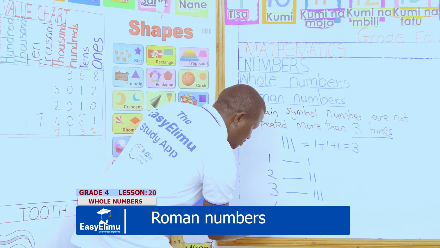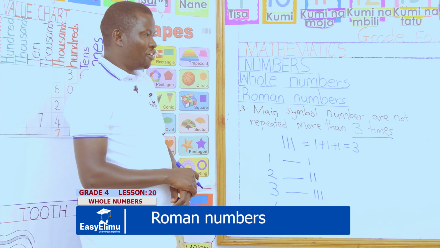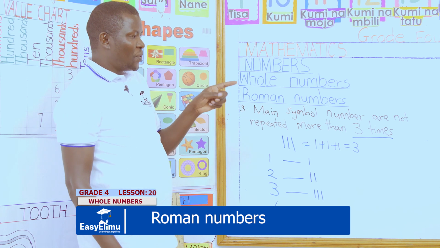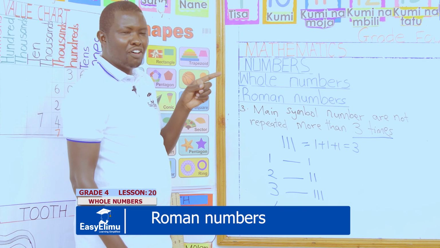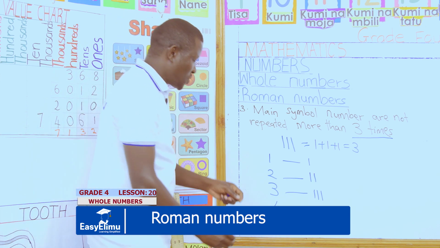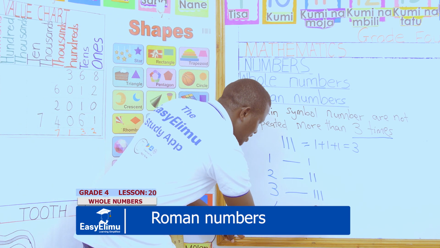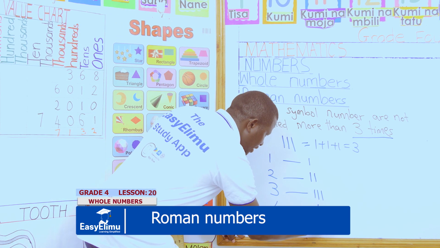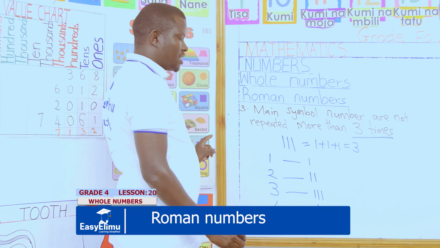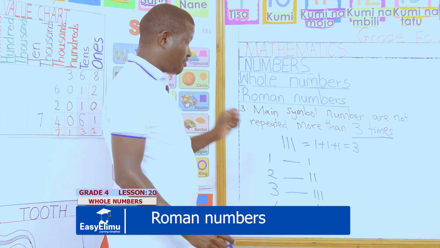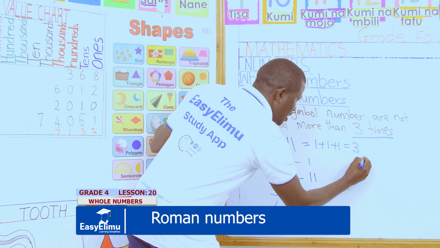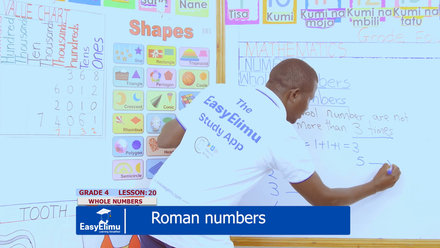What about number 4? Number 4, I think we had done it somewhere. Number 4 in our examples, we had done it. So we say number 4, it is represented as I and V. I to the left, it means we are lessing from 5. Number 5 is our main stem. We have it as V.